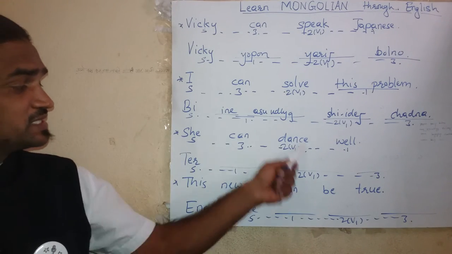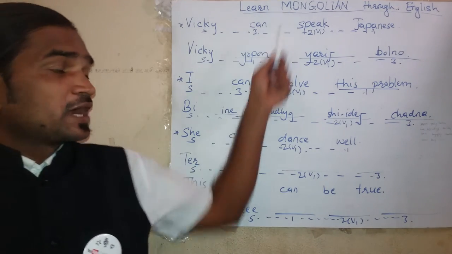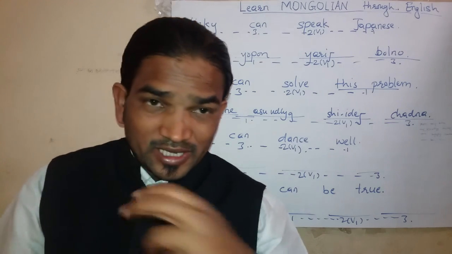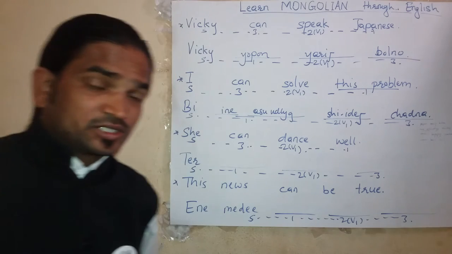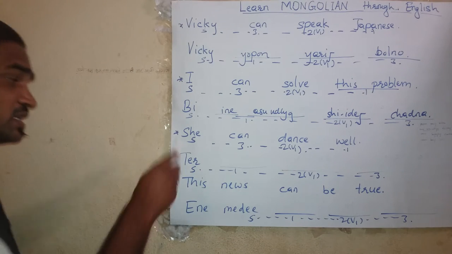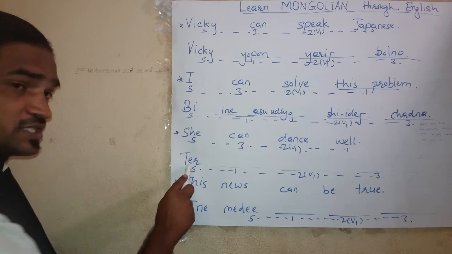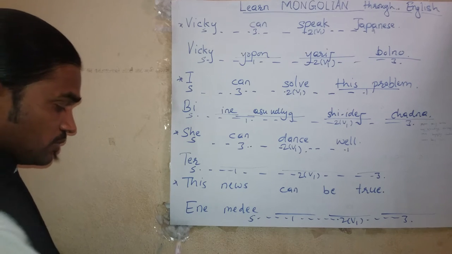Now you should look at this sentence: She can dance well. You should try to speak this sentence in Mongolian language again and again. And while trying to speak, at that time you should try to type the sentence in the comment box. First, you should write the word for she. Start typing in the comment box.